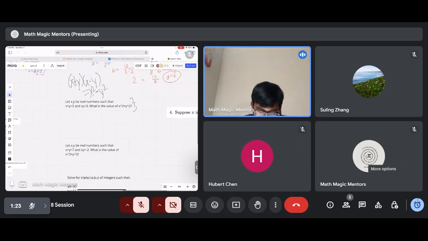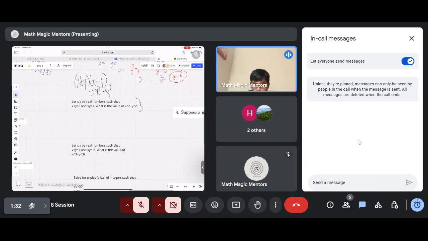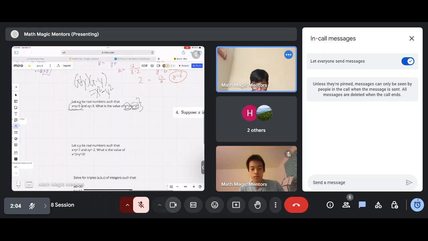It says let x and y be real numbers such that x plus y equals 5 and xy equals 3. We want to find the value of x squared plus y squared. So what do I see here? I see a squared here and a squared here. That immediately makes me think about squaring this expression and doing something with it, because it says x squared plus y squared, and I want to see if I can square this expression and get the sum of two different squares such as x squared and y squared. So I'm going to try squaring that equation.